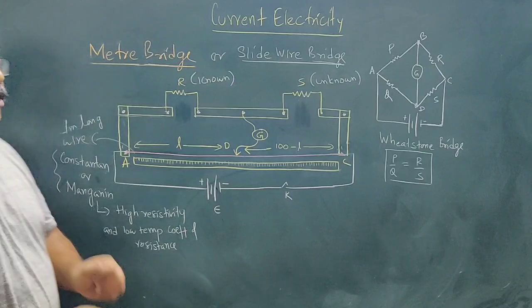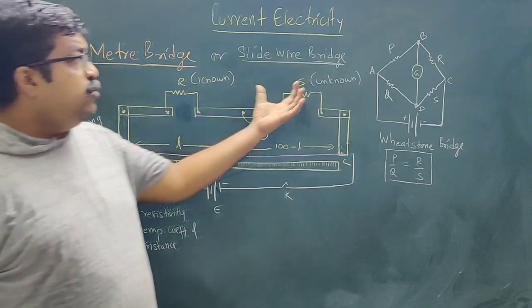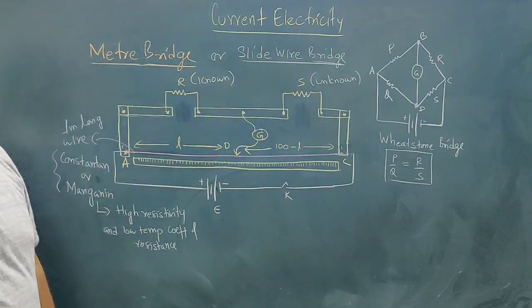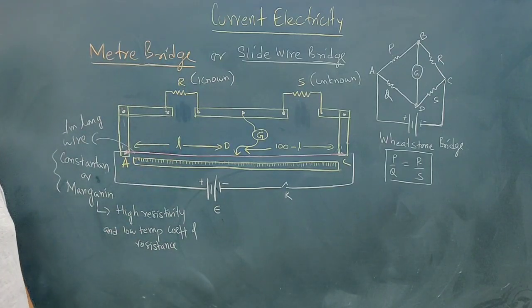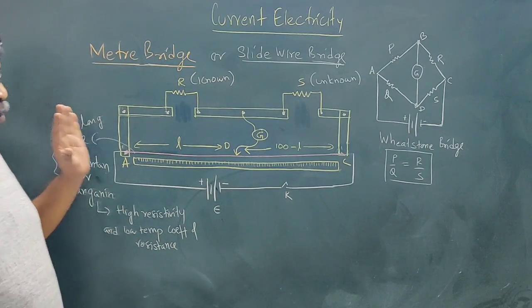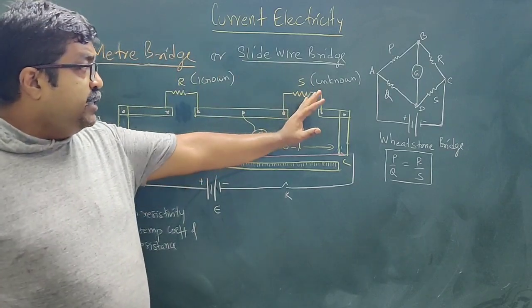This is the unknown resistance. So using this device we are going to find this unknown resistance S. This is the known resistance R. Now we want to calculate this resistance.